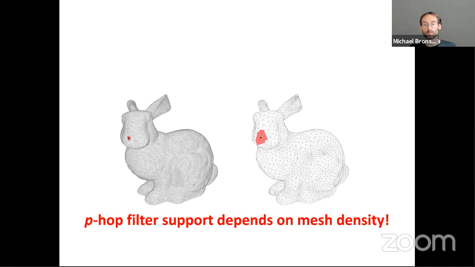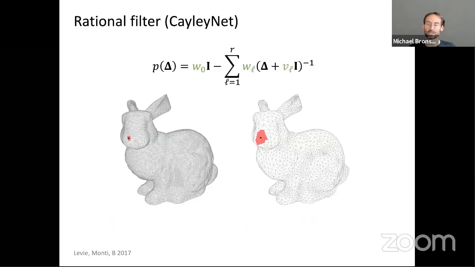One of the problems when you apply these kinds of filters to meshes is the dependence on the mesh density. Here you can see that, for example, a 2-hop region on a dense mesh or a sparse mesh will be very different. Therefore, nobody really uses polynomial filters in computer graphics and geometry processing. It's better to use rational functions. We also had a work with Ron Levy where we showed how to do rational filters in the context of geometric deep learning, primarily for graphs, but this can be applied to meshes as well.